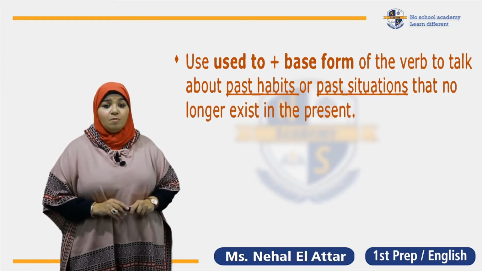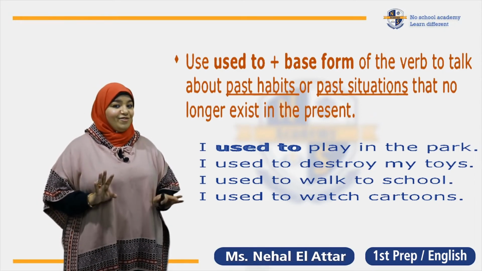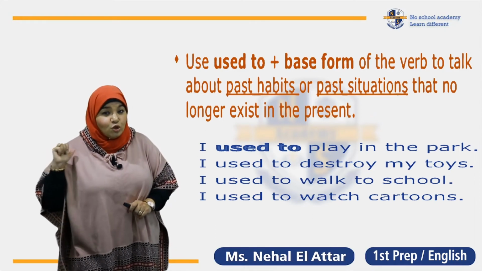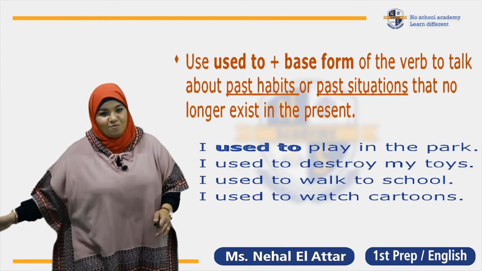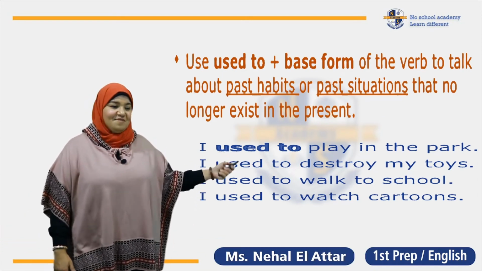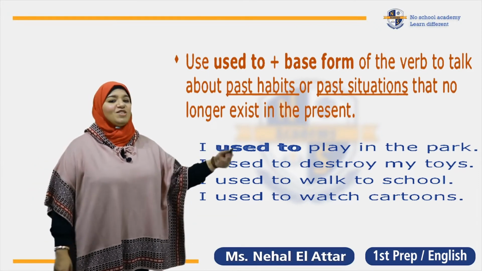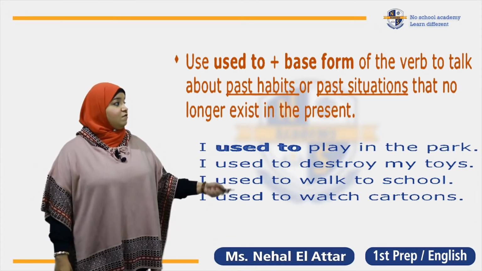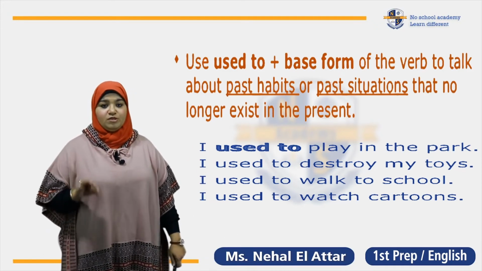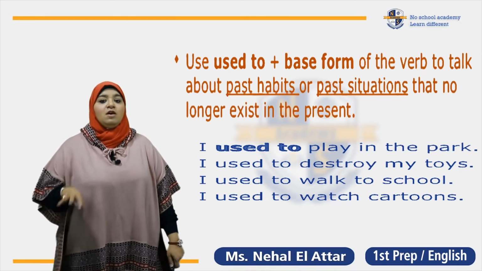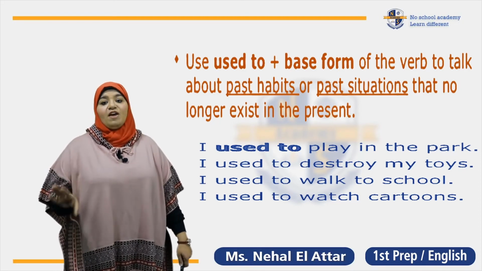So here you have some examples. I used to play in the park. I used to destroy my toys. Of course, there is something that you used to do when you were a baby. Do you remember? He or she used to wear Pampers when he or she was a baby. It's something you used to do in the past, and of course not now. And we have another one: I used to watch cartoons and so on. So again, used to is used to show the difference or the change between the past and the present. We use the base form or the infinitive in the affirmative form after used to.